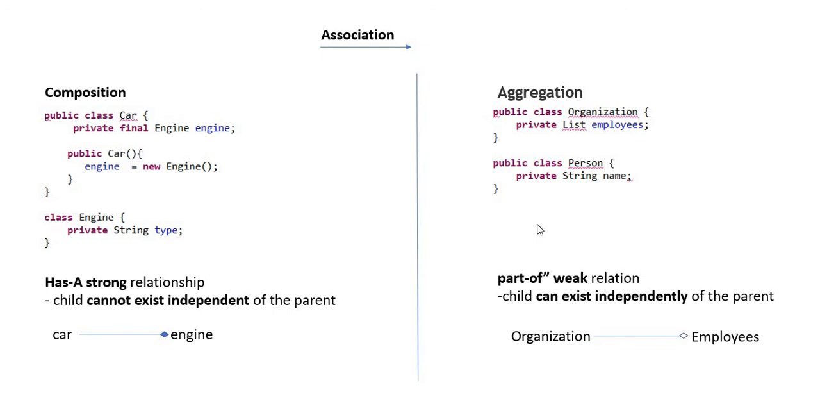So at a high level, composition means a composite relationship between two objects, meaning you are having a strong relationship between two objects in such a way that the child cannot exist without a parent. But in aggregation, you are establishing a relationship, but it is not too strong. So the child can exist independently of the parent.